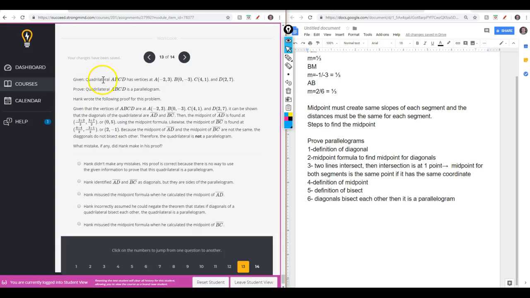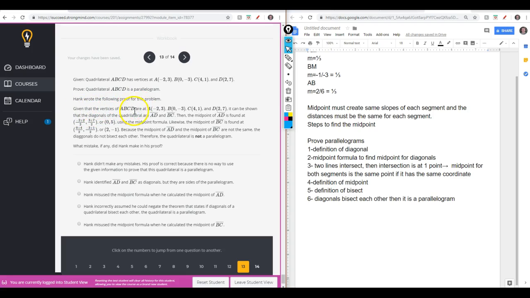So, question 13: given quadrilateral ABCD has vertices at A(-2, 3), B(0, -3), C(4, 1), and D(2, 7). Prove quadrilateral ABCD is a parallelogram. Hank wrote the following proof for this problem.